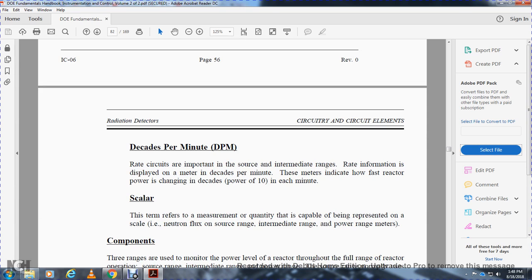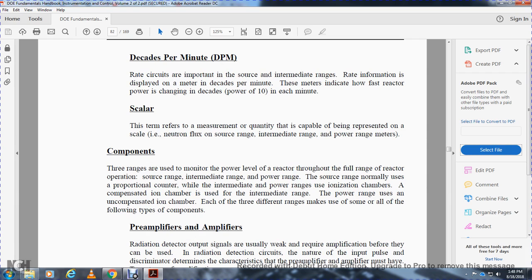Decade per minute, or DPM: the rate circuit in the important range, with the information displayed on rate meters in decades per minute, meters that indicate how fast the reactor power is changing, with the power changing by a factor of 10 each minute. Scalar: the term that refers to a quantity capable of being represented on the scale of the neutron flux in the source range, intermediate range, and power range meters.